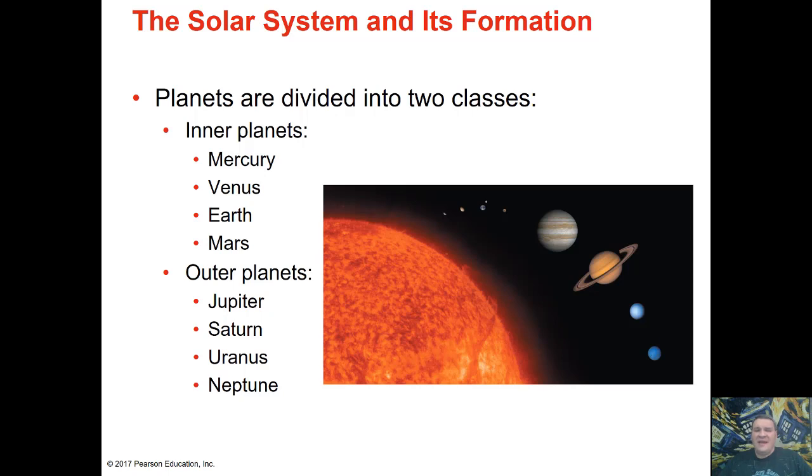Terrestrial means Earth-like. So these planets have a solid surface and are made of rock and metal, similar to what we've talked about previously with the Earth. The outer planets are also known as the Jovian planets. Jovian means Jupiter-like, so these are sometimes referred to as the gas giants.